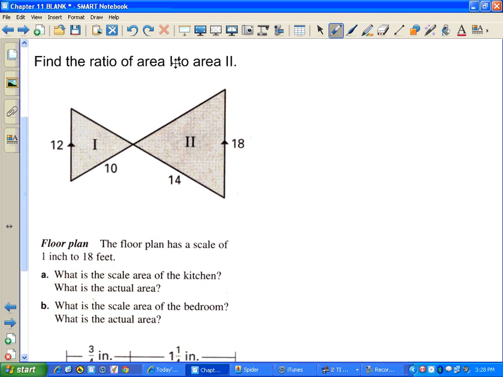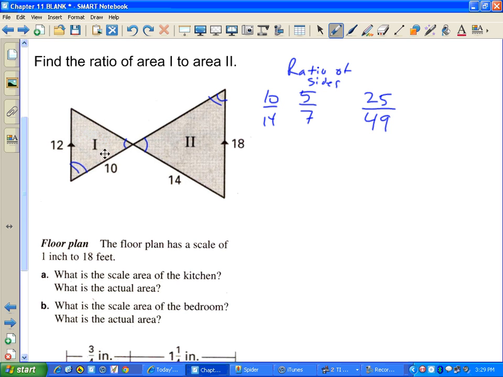Find the ratio of the area 1 to the area 2. Well, in order to find this, first of all, let's prove that these are similar. I've got vertical angles. These are parallel, so I've got congruent alternate interior angles. So by angle, I have similar triangles, since I know that their sides are proportional. So their scale factor is 10 to 14, which reduces down to 5 to 7. This is the ratio of their sides. So the ratio of the areas is going to be 5 squared, which is 25, over 7 squared, which is 49.